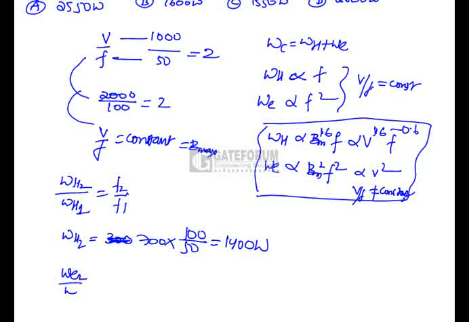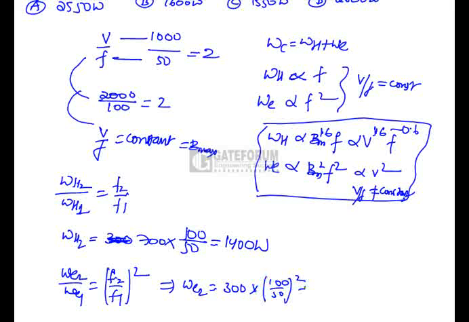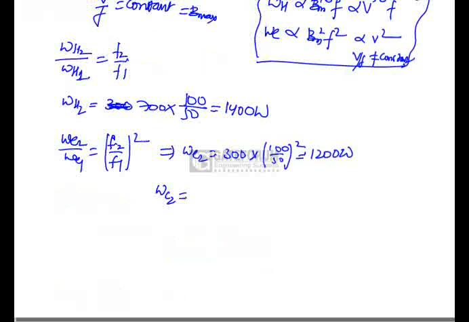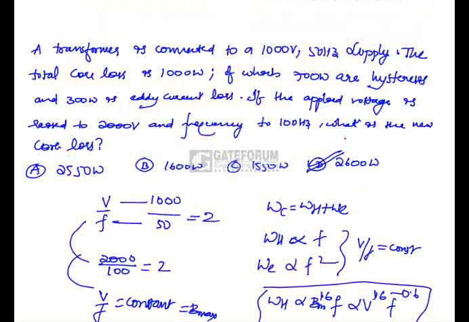Similarly, WE2 by WE1 is equal to F2 by F1 whole square. So I can write eddy current loss 2, that is at 2000 volts, is equal to eddy current loss 1, which is 300, into 100 by 50 whole square, which is equal to 1200 watts. Now what is the new core loss? WC2 is WH2 plus WE2, which is equal to 1400 plus 1200, which is equal to 2600 watts. So option D is the correct answer.